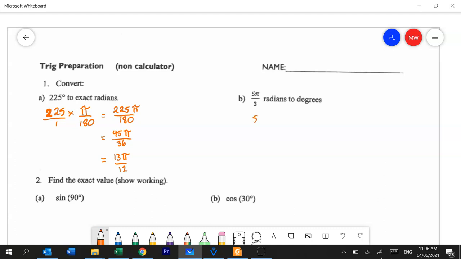Okay, going back the other way in question B, if we've got to go from radians to degrees, it's very similar. So they have 5 pi on 3, but this time we multiply it by 180 over pi. So 5 times 180 is 900 pi over 3 pi. Pi's eliminate one another, and we end up with 300 degrees. Don't forget your degrees.